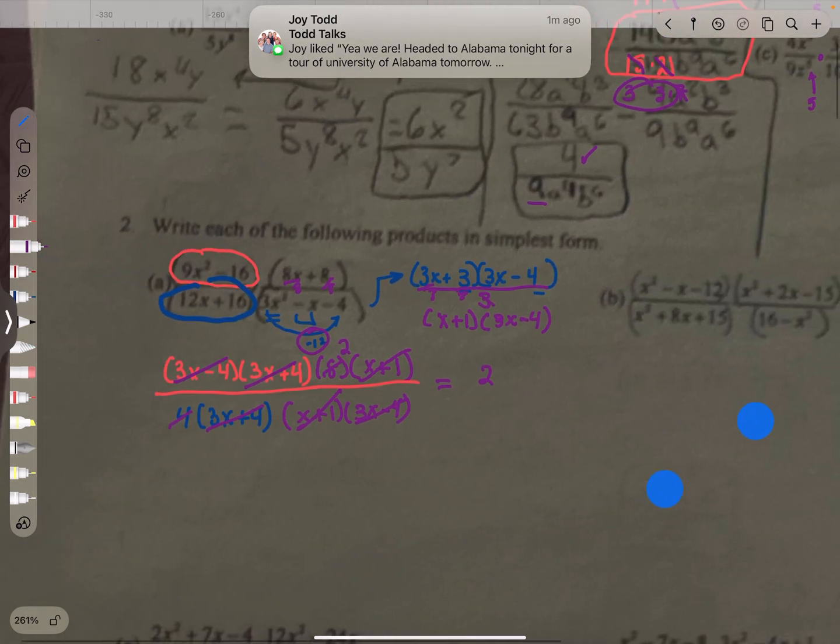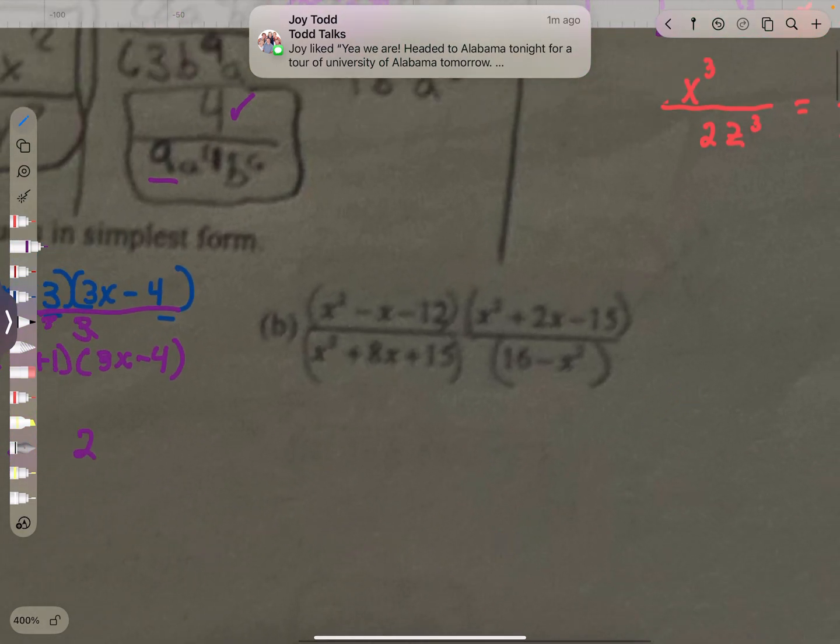Rarely happens. But that's all there is to all these problems, right? The key is being a good factorer, right? If you can get them factored, then you can get them canceled. Let's take a look at each one of these.